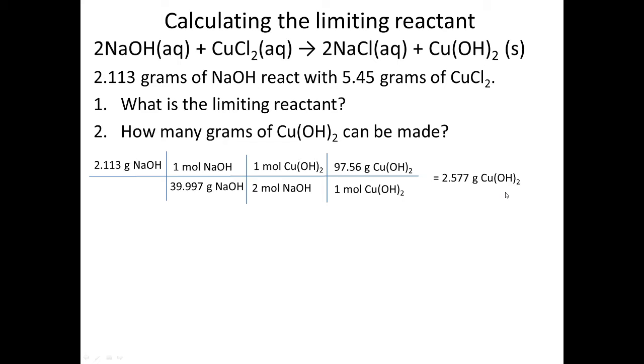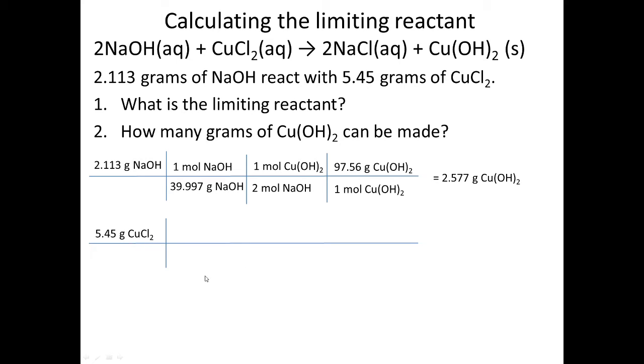So what this is saying is, if I do this reaction and I use up all of my sodium hydroxide and I have all the copper chloride I need, this is how much copper hydroxide I can make. But I'm not done, because I got to do the same thing for the copper chloride. So I write down my amount of copper chloride, draw my horizontal line, draw my vertical line, and I'm going to follow a similar procedure to what I just did.